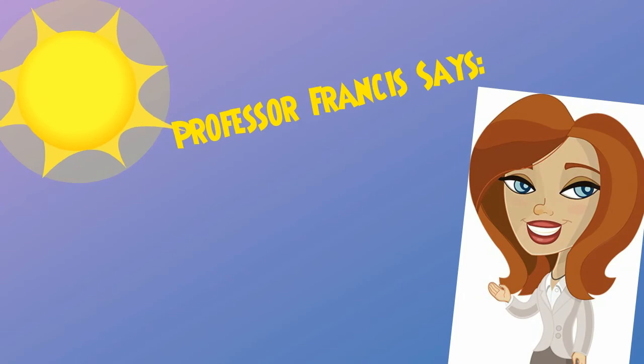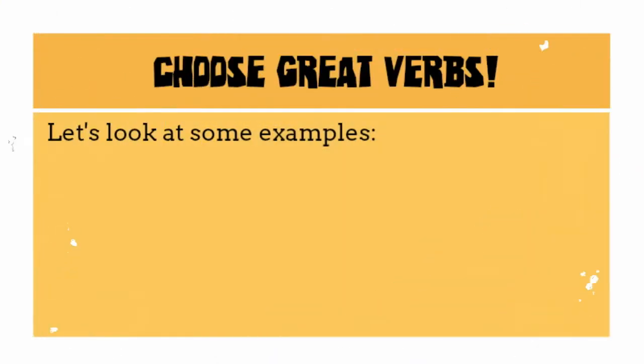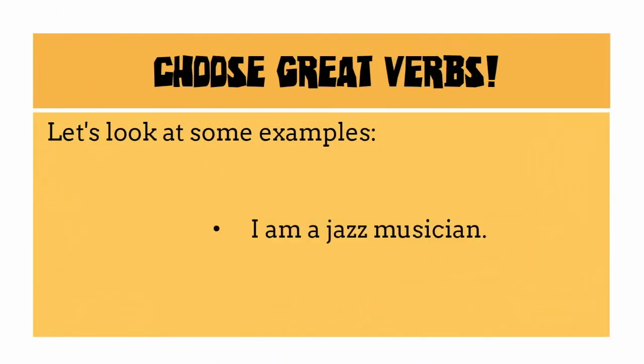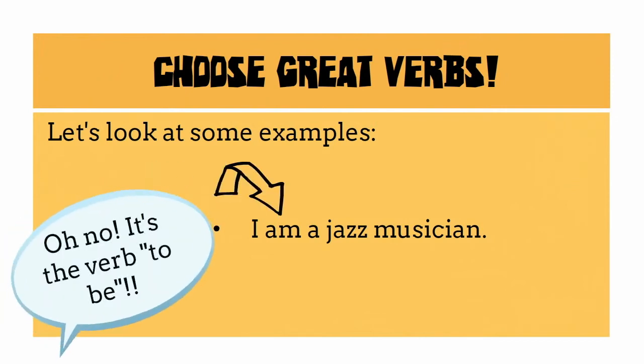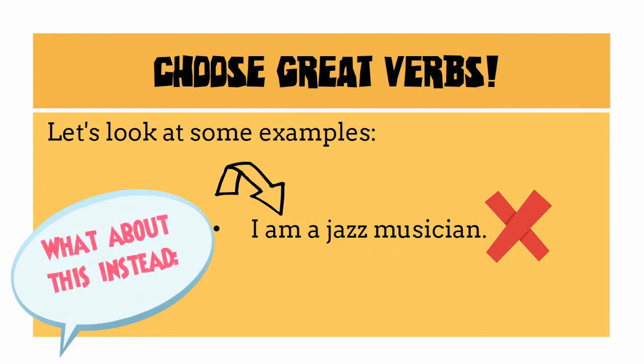Professor Francis says, Aim for more active prose. Choose action verbs. Let's look at some examples. I am a jazz musician. Oh no, it's the verb to be. What about this instead? I play jazz music.